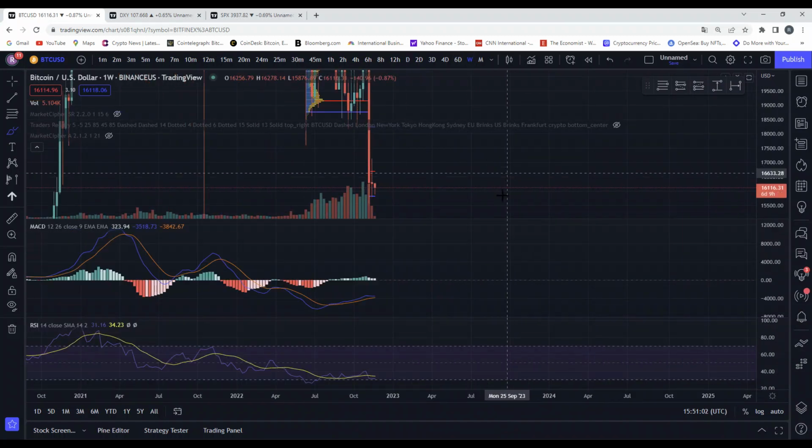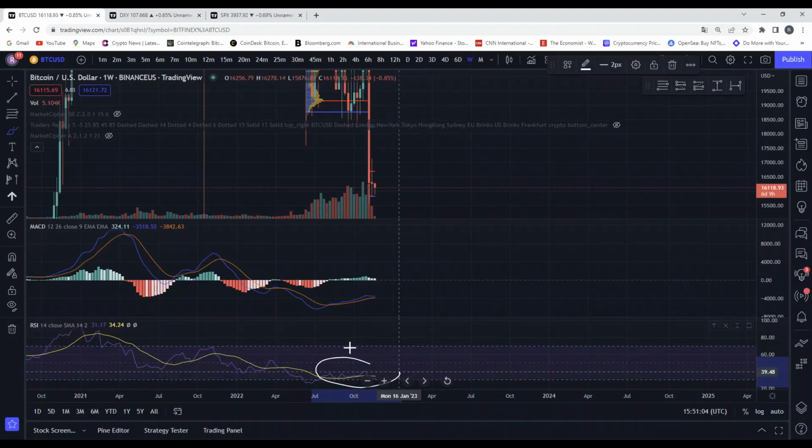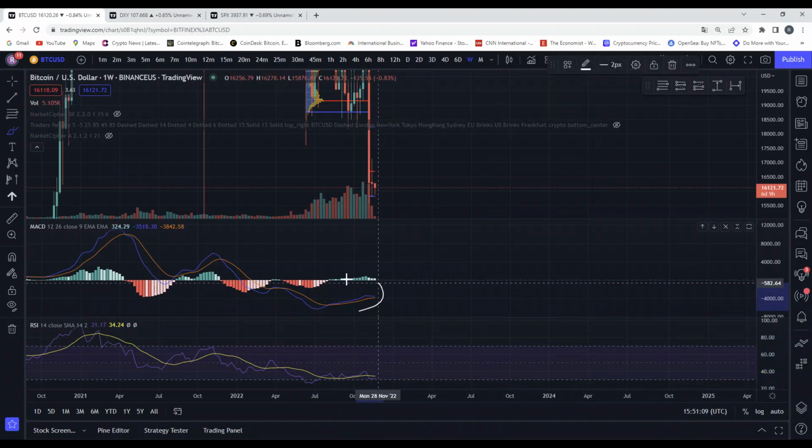Let's quickly zoom over to the weekly. Also, I mean, it is low, but it is kind of neutral between the two zones, 30 and 70, and on the weekly here for the MACD we haven't crossed bearish yet.